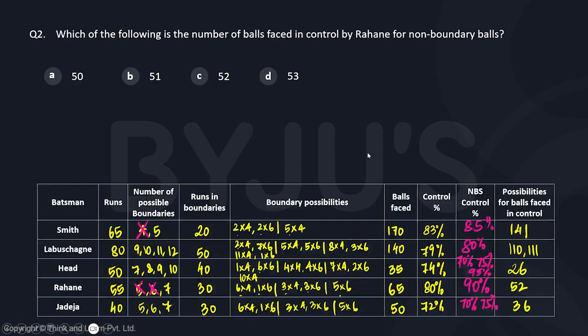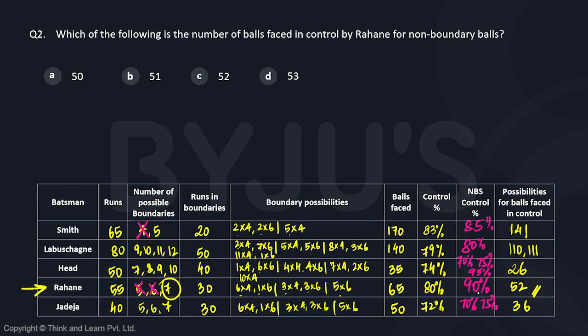Question number 2. Which of the following is the number of balls faced in control by Rahane for non-boundary balls? So if we look at Rahane, the total balls that he has faced in control is 52 out of 65. And the maximum number of boundaries he can have is 7. So all of these 7 boundaries may have come from 52, or it may not have come from 52.